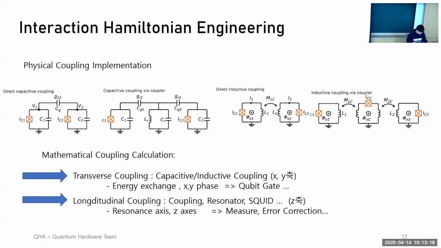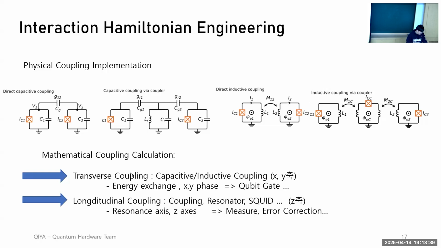So there are some kinds of couplings. First is transverse coupling. Capacitive and inductive coupling make this kind of transverse coupling. It can make energy exchange and change the XY phase, so it can make the qubit gate.